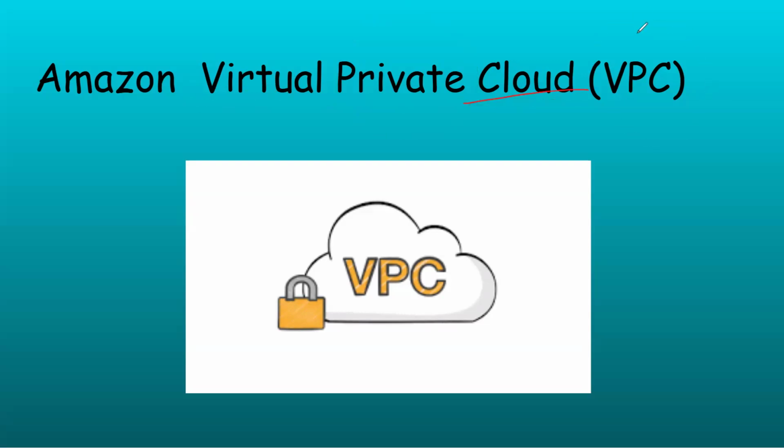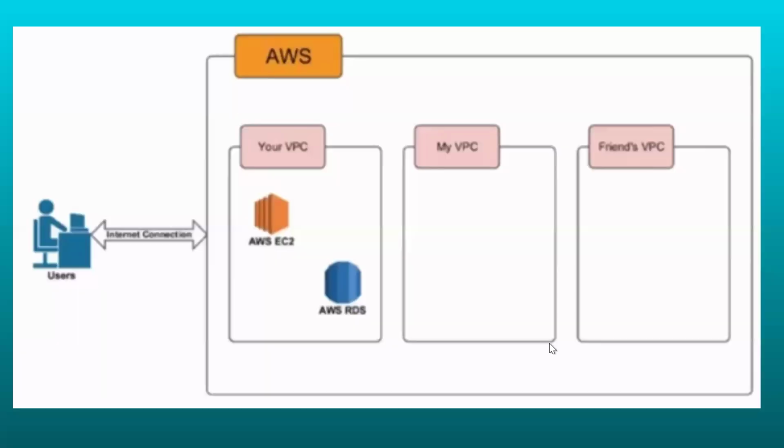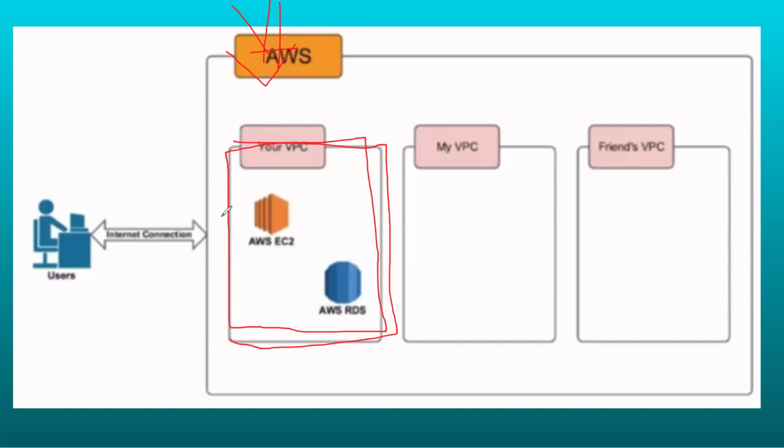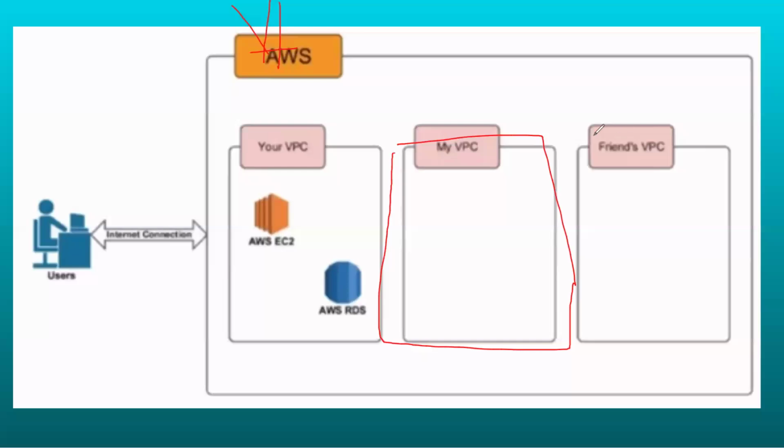I'll repeat again. An isolated private network, an office kind of network, if we can access it over the internet in virtual form, is nothing but a VPC. Anybody can get into the network, you and me. Once we get into the network, we can create a network. So this is my network, this is your network, this is my friend's network.